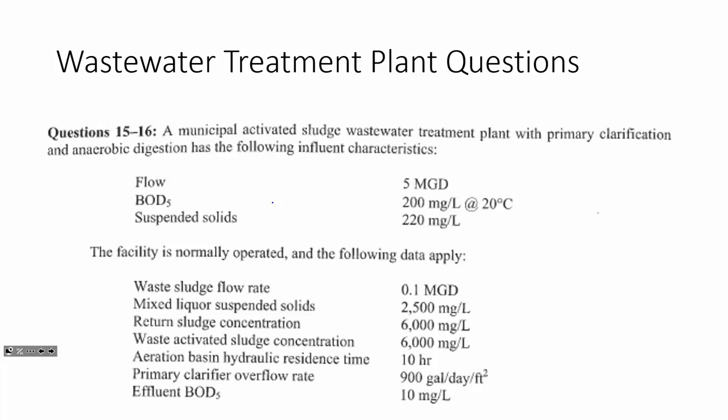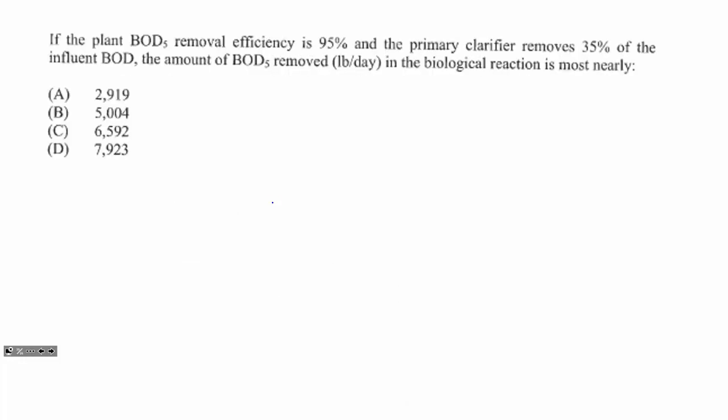So the first question we want to answer here is if we have a plant BOD5 removal efficiency, so it can remove 95% of that BOD concentration, and the primary clarifier, so the primary sedimentation removes 35% of that BOD, then the amount of BOD5 removed in the biological reaction, so after we go through the primary sedimentation process, we're going to send it to activated sludge, and those microbes are basically going to break down that organic matter and remove that BOD. Okay? So it wants to know what the amount of BOD removed during that biological reaction is going to be.